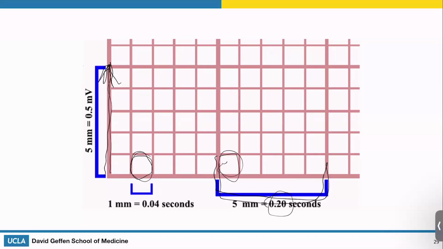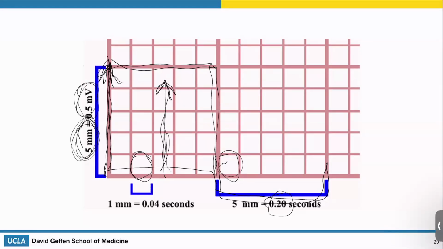Then when we're measuring up, we're doing the voltage, right? One of the big boxes is going to be 5 millimeters, which is equivalent to 0.5 millivolts. So we have to have 2 big boxes to equal 1 millivolt. Now, this is important to keep in mind in terms of measuring this. When we do this y-axis here, when we're measuring that voltage, this is going to be used very commonly when we're talking about ST elevation. And we actually measure it in millimeters, not millivolts.